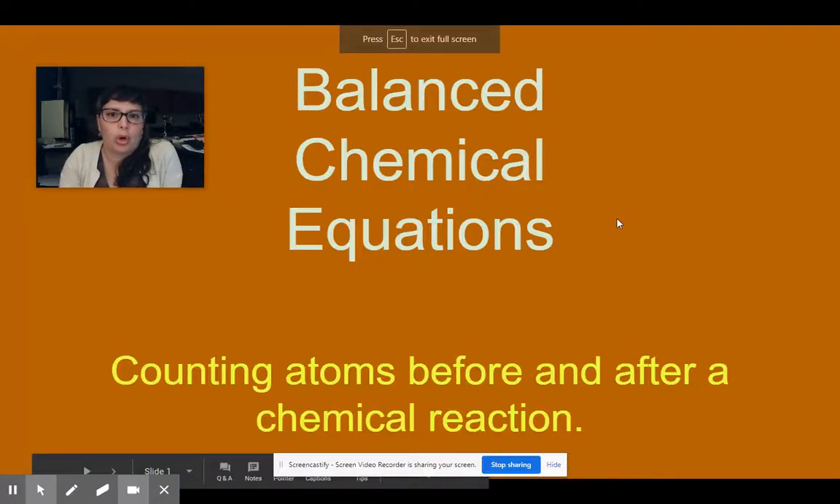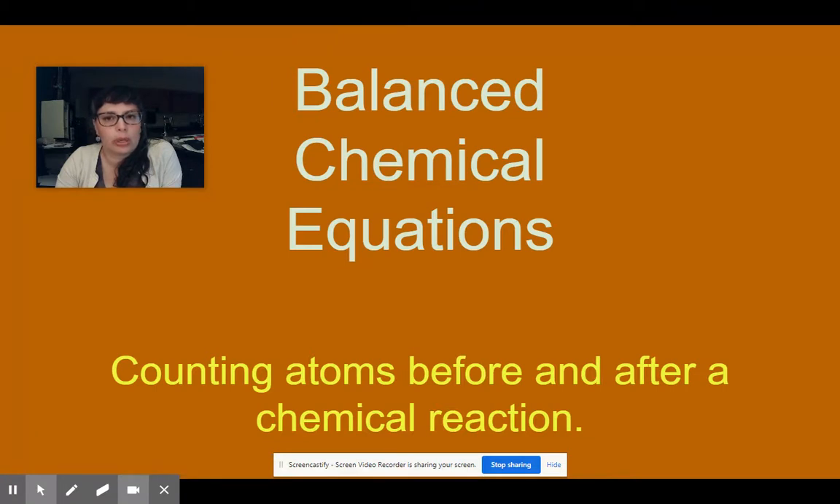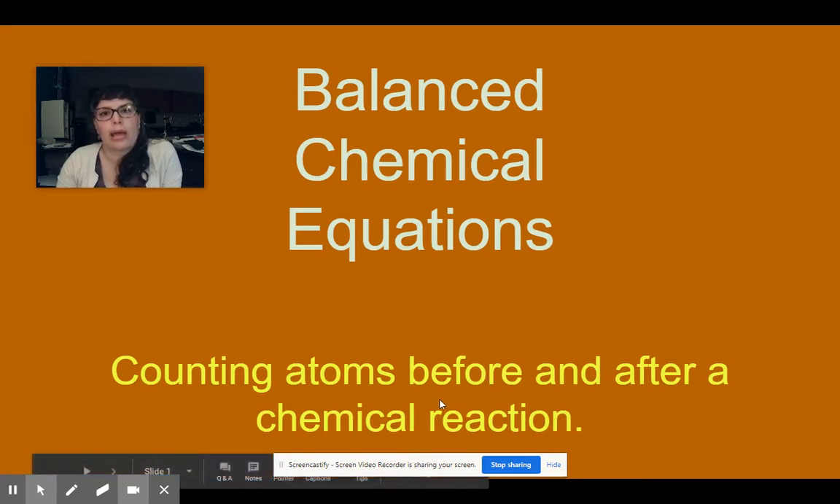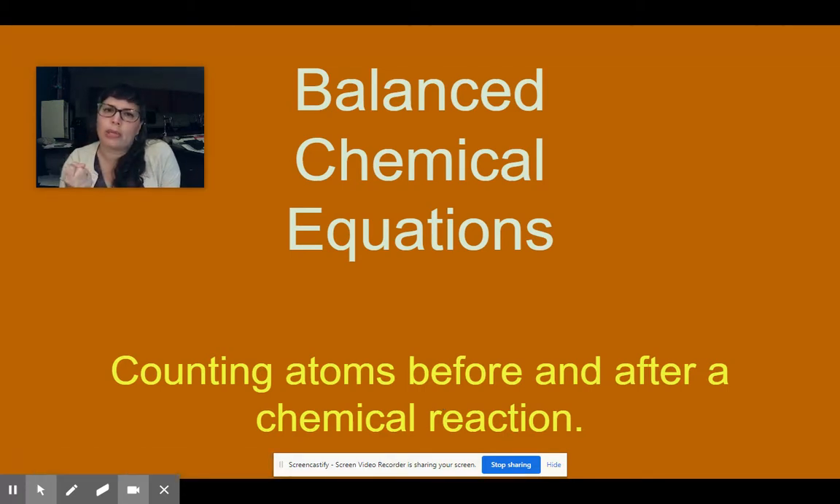Okay, so you learned how to count atoms earlier this week. So now we're going to move on to something a little bit more with that. Let's talk about balanced chemical equations, counting atoms before and after a chemical reaction. So now it's not just counting atoms, it's counting atoms, a chemical reaction happens, and then counting atoms again to see if what we have before is what we have after.